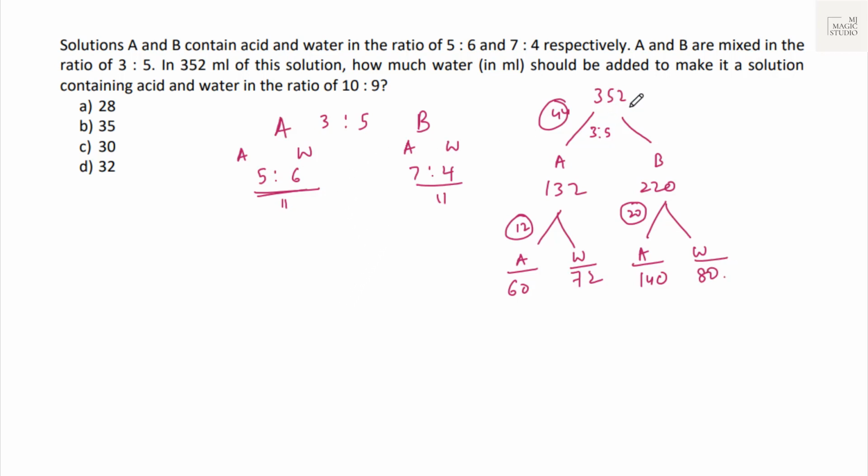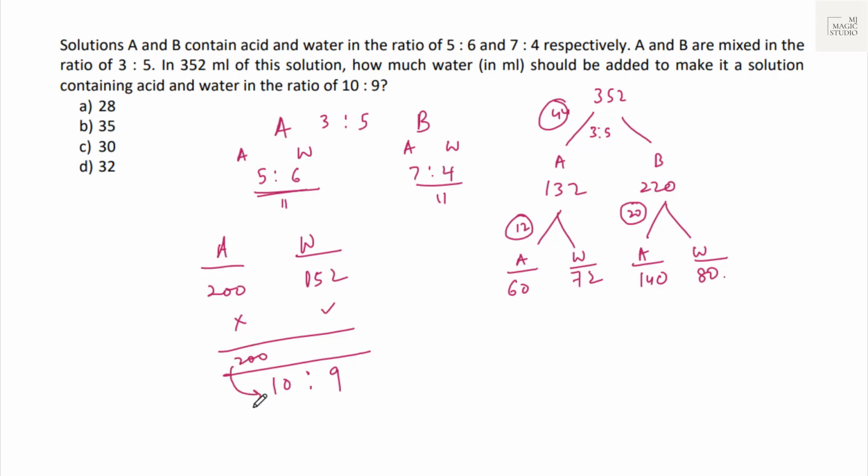So in the new solution of 352 ml, acid is 60 plus 140, that is 200 ml, and water is the remaining, that is 80 plus 72, or 352 minus 200, that is 152. Now what is the question? In 352 ml of this solution, how much water must be added? That means we are not adding acid, we are adding water to make it a solution containing acid and water in the ratio 10:9.